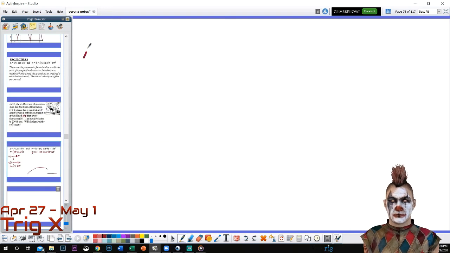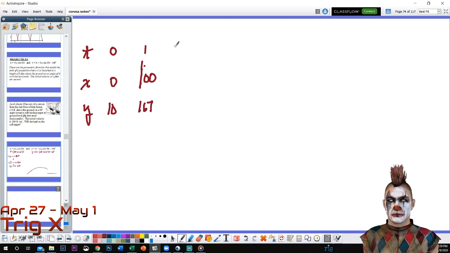So for example, on my TXY chart, at time equals 0, she should have gone nowhere, and she should be 10 feet above the ground. This is an easy way to check your answer to make sure you've done this correctly. If you have those, that's probably a good sign, because you knew this in your head already. After 1 second, she's 100 feet away horizontally and 167 feet up. 2 is 200 and 292, and so on.